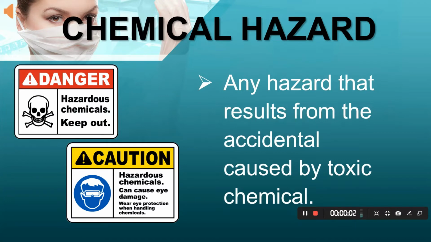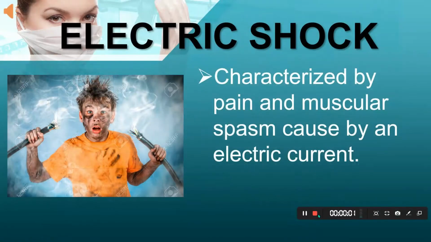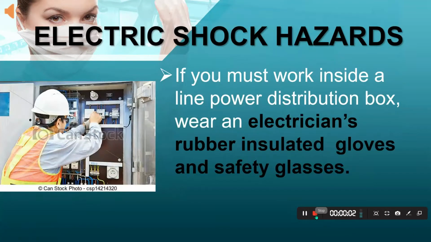Now, let's begin with the chemical hazard. Any hazard that results from an accident caused by toxic chemicals. Next is electric shock, characterized by pain and muscular spasm caused by an electric current. Electric shock hazards. If you must work inside the line power distribution box, wear an electrician's rubber insulated gloves and safety glasses.